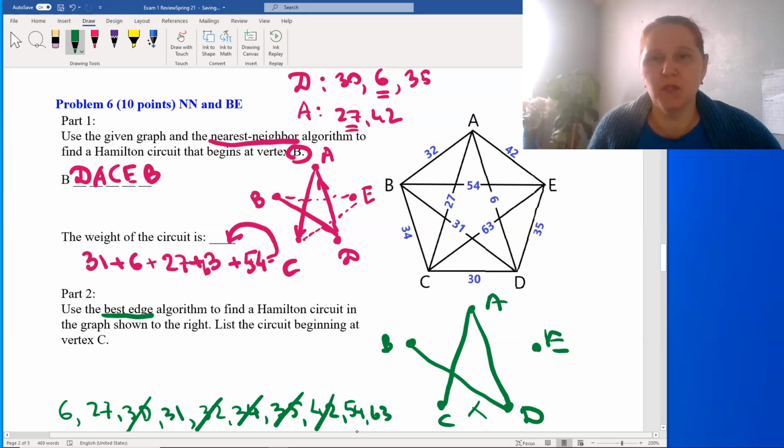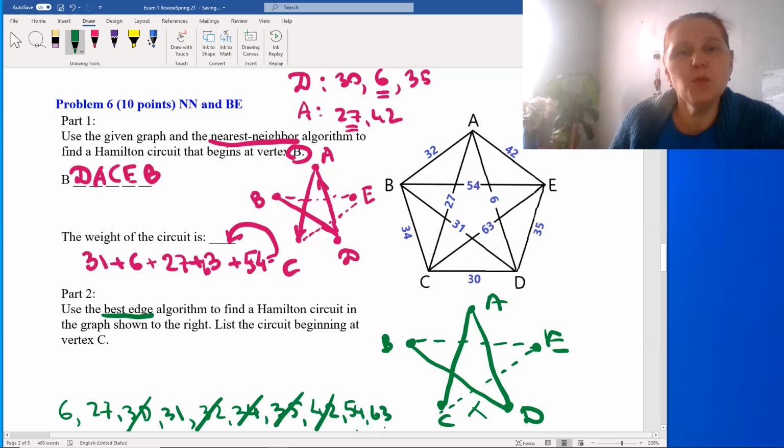The last two that we take are 54 and 63. So actually you could see it from earlier, because when we have already 3 edges, often the last 2 are the only possibility. This is the only possibility to finish your circuit. And now we must list the vertices starting from C. Okay, so it will be already written the C, and you will have 5 spaces to fill.